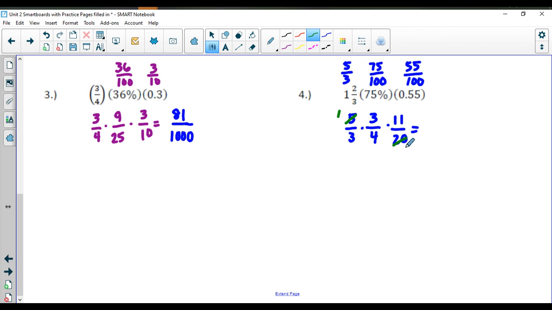5 goes into 5 once, and it goes into 20 four times. The 3s each go into each other once, and 1 times 1 times 11. 1 times 4 times 4 is 16. And that is it for lesson 2.8, the practice page on page number 14.